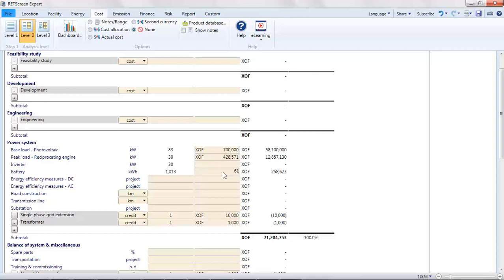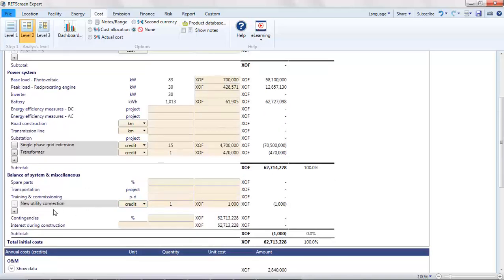Since we want the incremental costs of the proposed case versus the base case, we subtract the cost of grid extension by applying credits. In Canada, a single-phase power line would cost around 10,000 Canadian dollars per kilometer, very roughly. It varies a lot. Applying the exchange rate, that would be 4.7 million francs CFA per kilometer. We need 15 kilometers. A first guess for the cost of the transformer would be 470,000 francs CFA. There is an additional credit for a new connection.